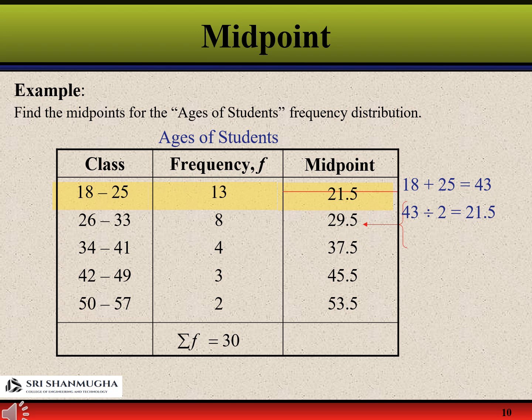Similarly, we have calculated the midpoints for the ages of students frequency distribution. Here we have 5 classes in total. For the midpoint, we calculate 18 plus 25 divided by 2, 26 plus 33 divided by 2, we get 29.5, 34 plus 41 divided by 2, 37.5, 42 plus 49 divided by 2, 45.5, 50 plus 57 divided by 2, 53.5.